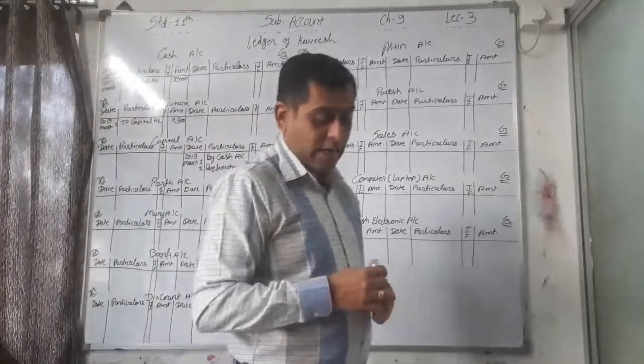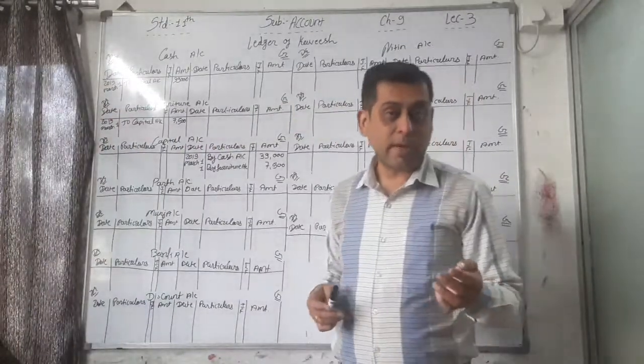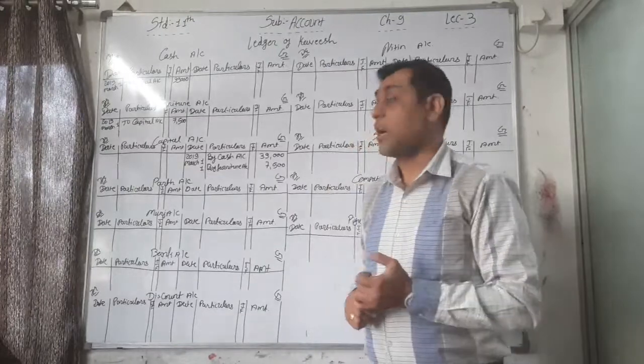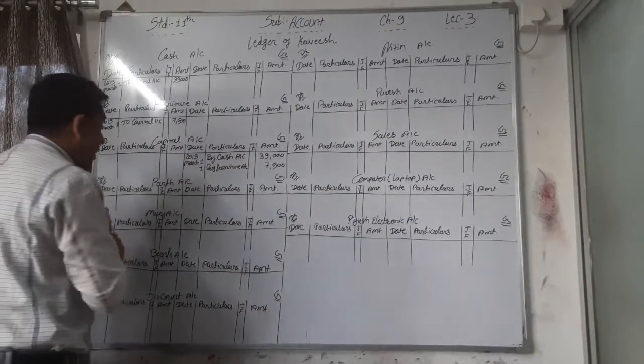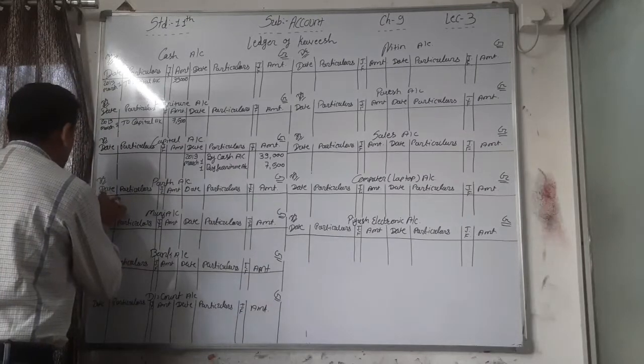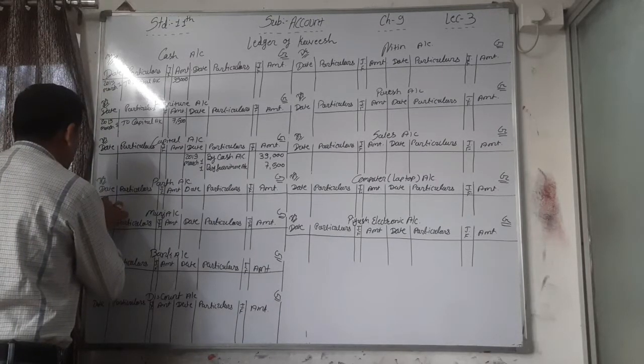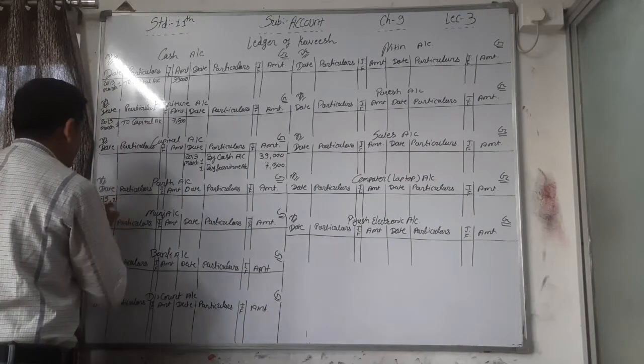Okay. Now the second entry, Parth account debit, Munj account debit to cash account. So here in the Parth account, first of all on the debit side, again write down the date, that is 2019 March 2nd.